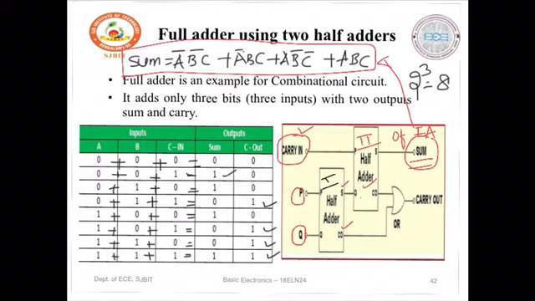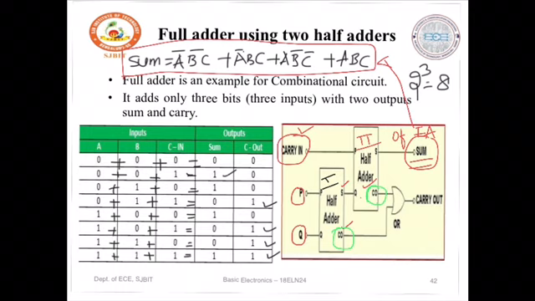Similarly, the carry value I want for the full adder, right? How do I get the carry of the full adder now? The carry output that I get from the first half adder and the carry output that I get from the second half adder will be added together. In order to add those two carries, which gate should I use?